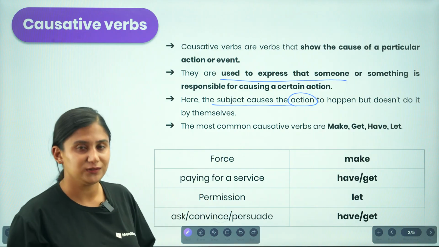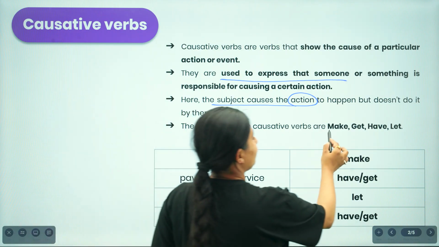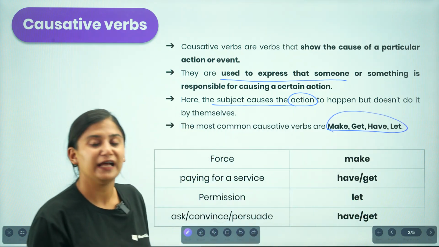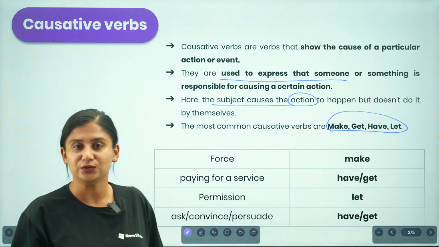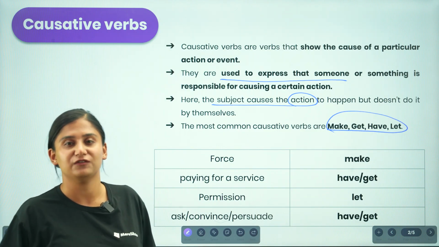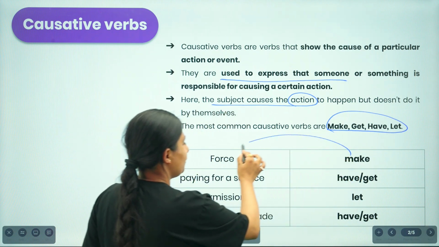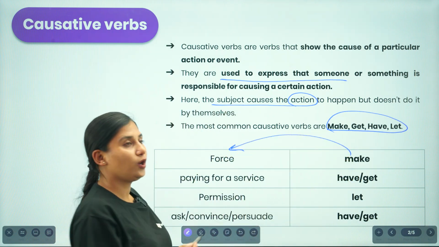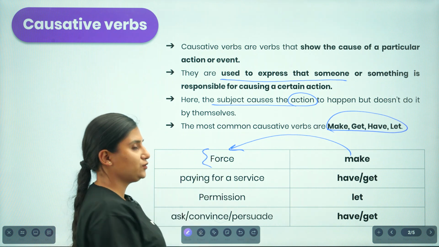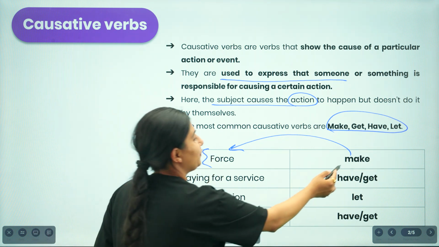The most common causative verbs that we can be familiar with are make, get, have, and let. These are the four causative verbs, and they are used for different causes or different actions or events. So we use make when we ought to talk about something that is caused with the imposition of force. If somebody is forcing you to do something, we use the causative verb make.